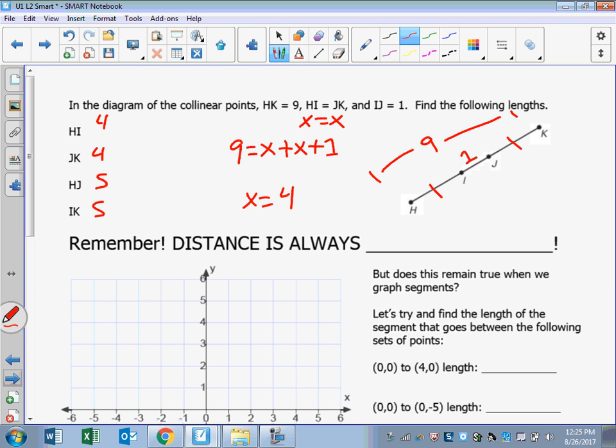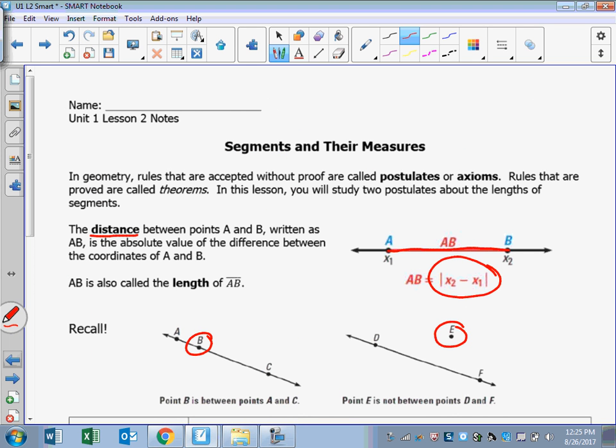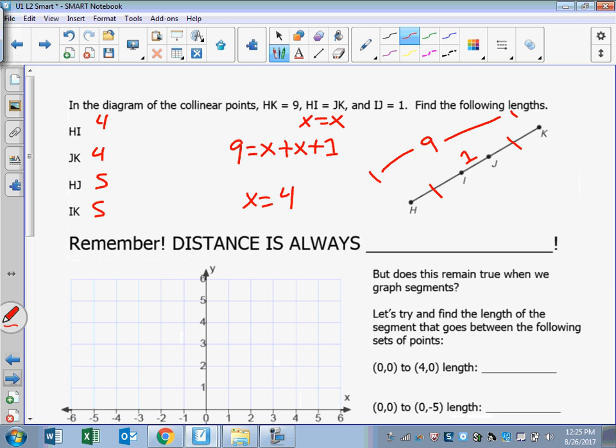Okay, so here we have the big remember. Remember, distance is always blank. This is what I asked you to think about on the previous page with the absolute value. So think about what absolute value means.